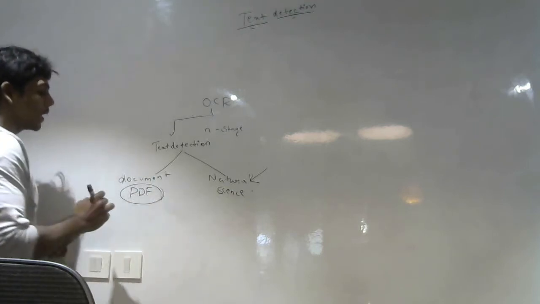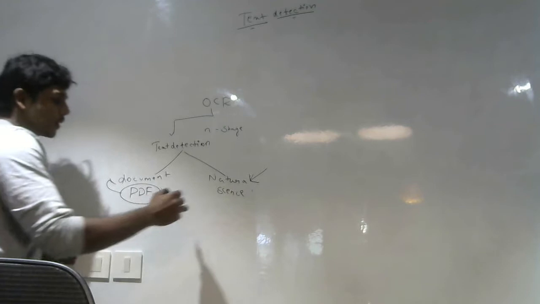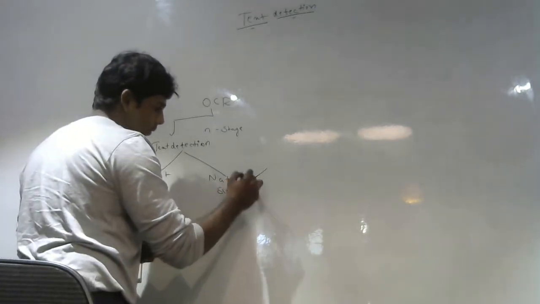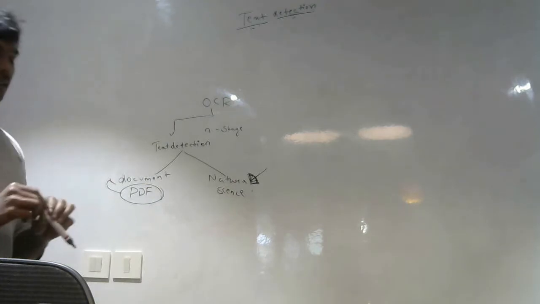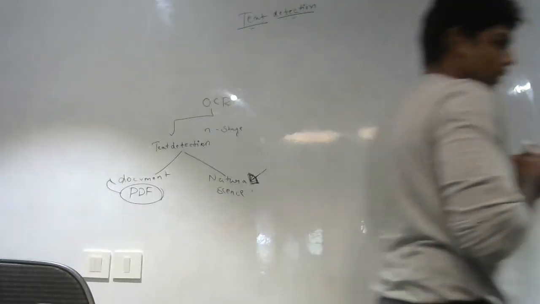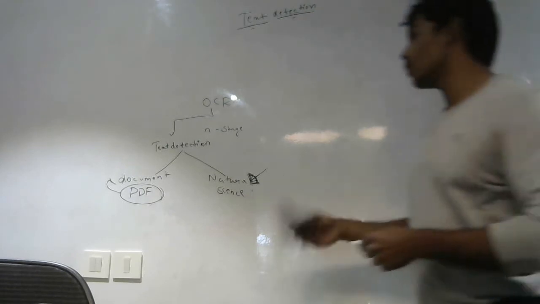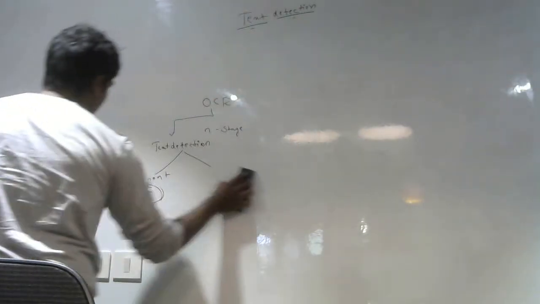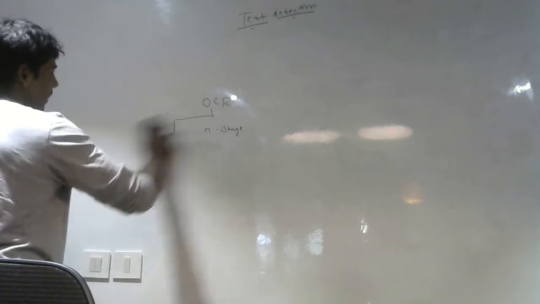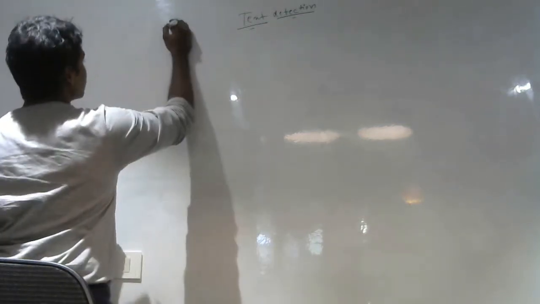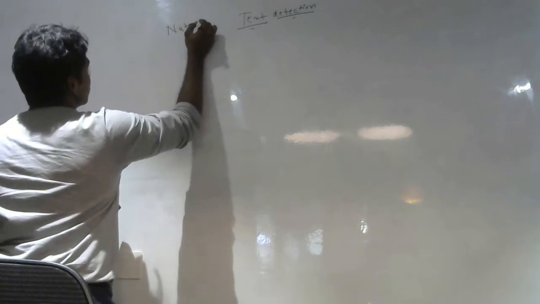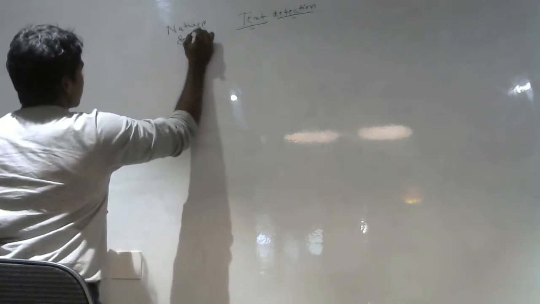If you want PDF, we go for a different algorithm, but we actually have to solve this problem. Why? Because most of the documents which we get are natural scenes. You just take a camera and shoot a photo, right? So that is the context. We are going to focus on natural scene text detection. They just call it scene text detection.